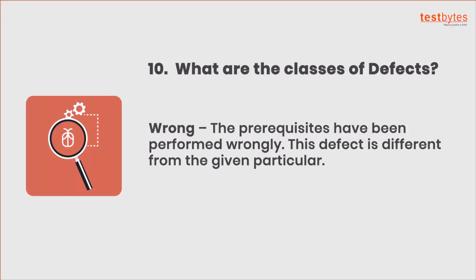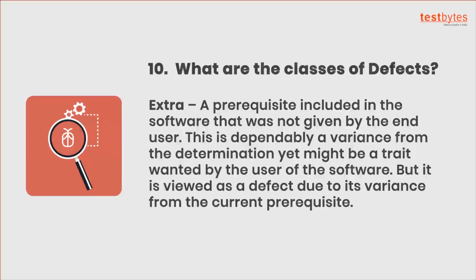The prerequisites have been performed wrongly. This defect is different from the given specification. Extra. A prerequisite included in the software that was not given by the end user. This is always a variance from the specification, yet might be a trait wanted by the user of the software, but it is viewed as a defect due to its variance from the current prerequisite.